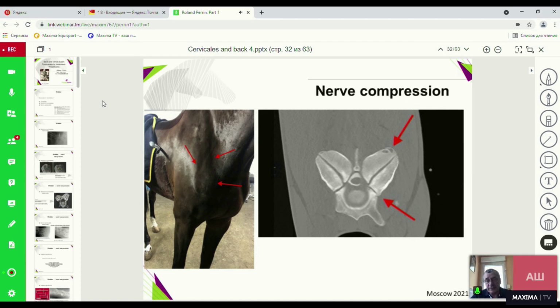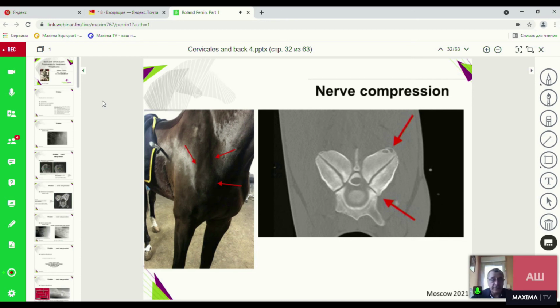At the same time you have compression of the spinal cord. And of course you have osteoarthritis of the joint. Одновременно с периферической компрессией мы наблюдаем также компрессию спинного мозга. И, разумеется, остеоартритные изменения собственного фасеточного сустава.